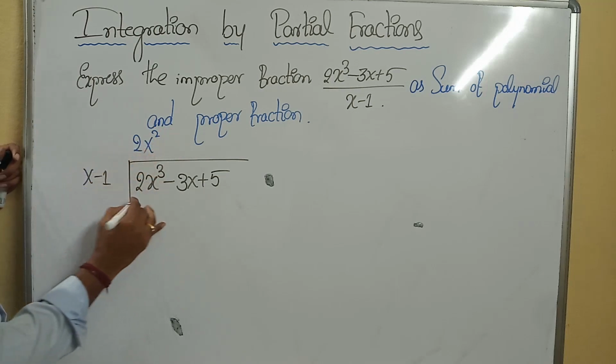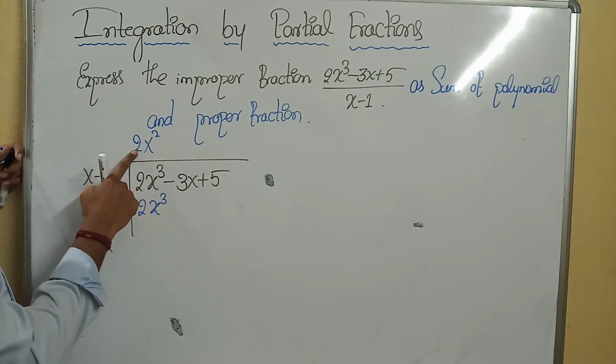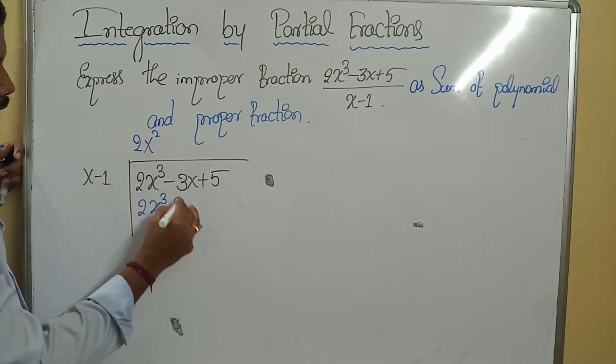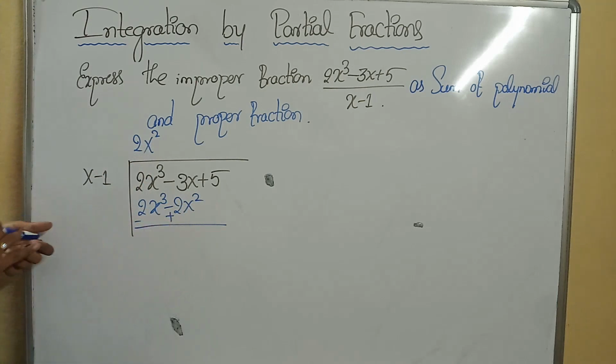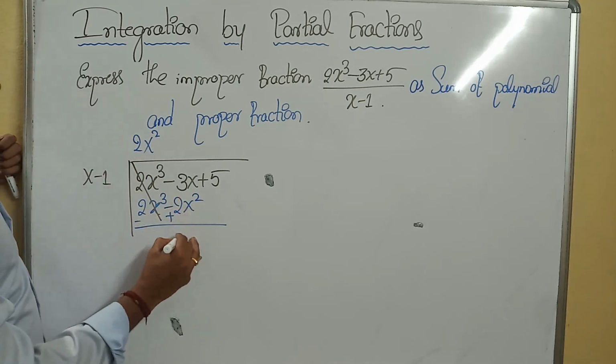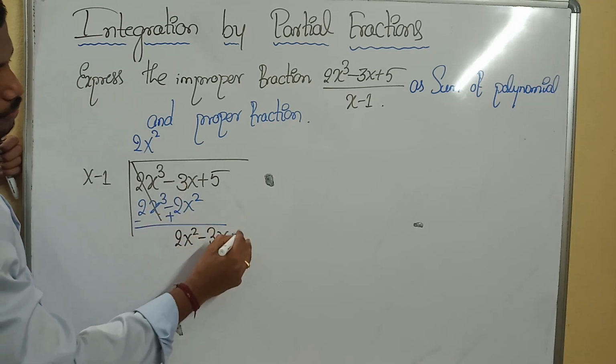2x square into x will be 2x cube. 2x square into 1 will be minus 2x square. The signs will be changing, and 2x cube will be cancelled. After that, I'd like to write 2x square as it is. After that, minus 3x plus 5.